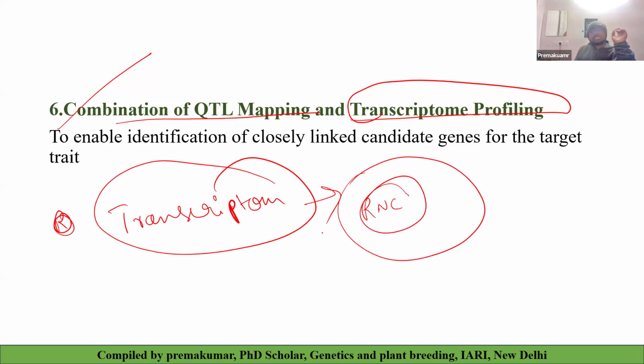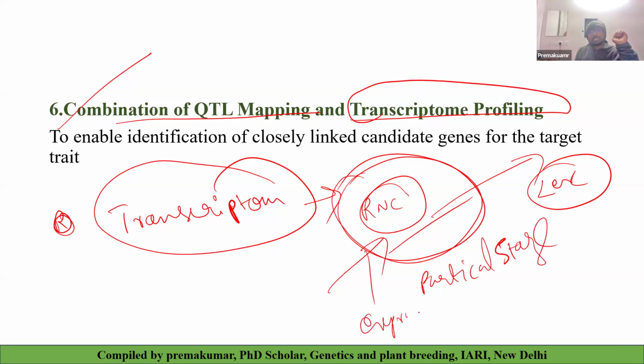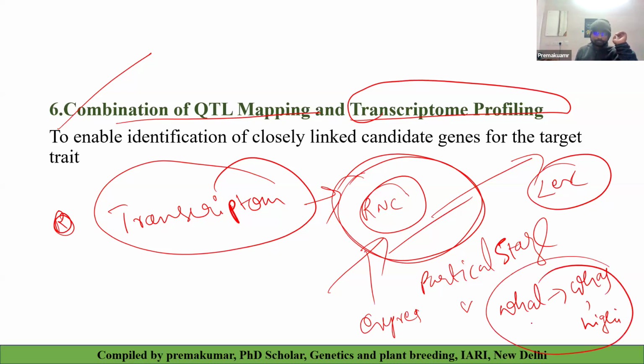If you understand, you are studying what RNA is present and the level of expression of a particular gene by analyzing the transcriptome of a particular cell or individual at a particular stage. That means you have expression data: which gene is highly expressed, which gene has lower expression, and at what position.